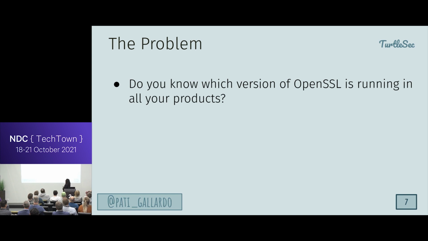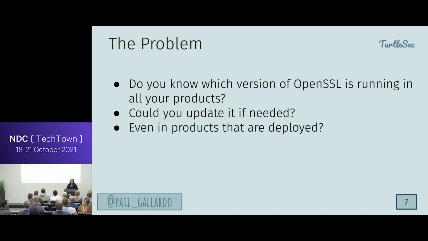So, do you know today, for example, which version of OpenSSL is running in all of your products? And I mean all versions of your products that your customers are currently running in production. Could you update it if needed? Like if you found out today, oh my God, there's a huge vulnerability in it, do you know how you could do that? And what about all of the ones that are already deployed?